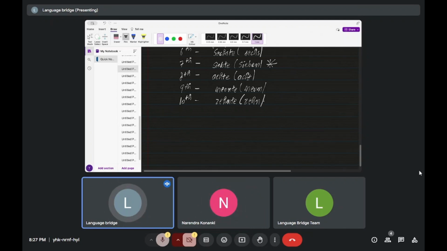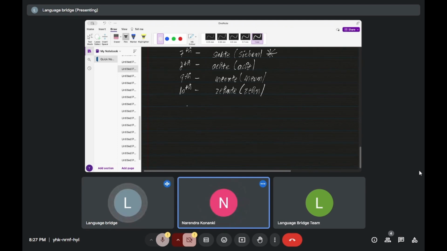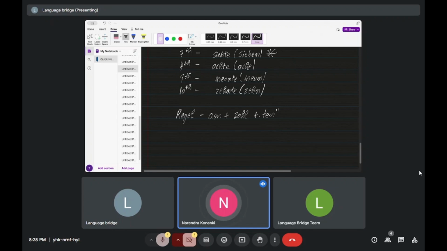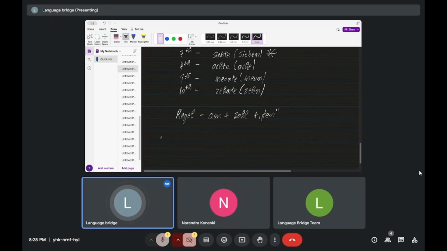And how do we use it with a preposition? For example, if we want to say I was born on. If you want to use the preposition on, then you will use am plus Zahl plus ten, whenever you want to say on.